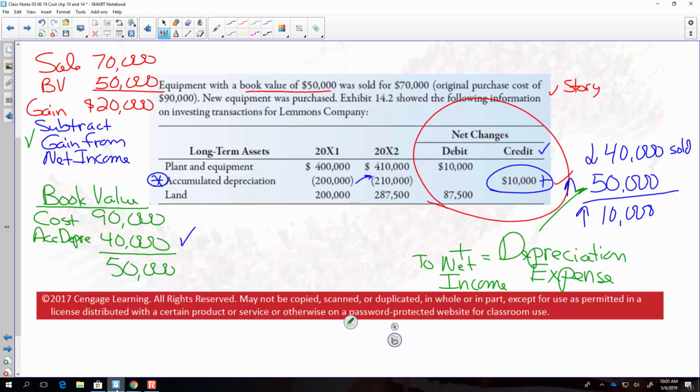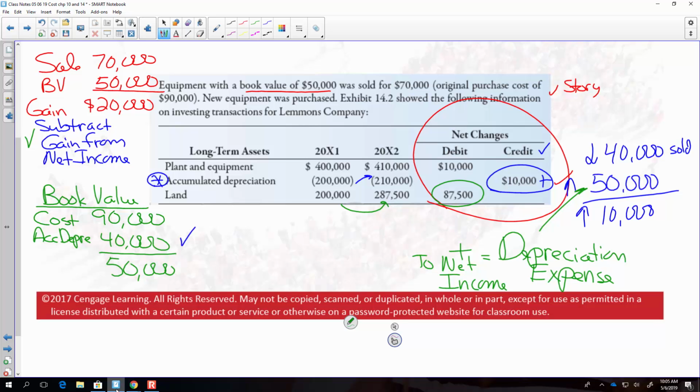That's what you got to do on Wednesday. I'm not going to give you the depreciation expense. I'm not going to give you the gain. You've got to figure those two out using the information and using the changes. Now, does land have depreciation attached to it? No. So this 87.5 is the actual amount. We must have purchased that. That's a use of cash to purchase that land.